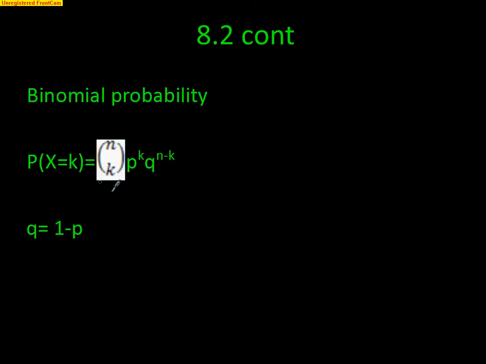So for binomial probability, we take that binomial coefficient. It's p to the k, in other words, the probability of success to the k, times q to the n minus k, where n is our total number. And this is a reminder that q is 1 minus p.